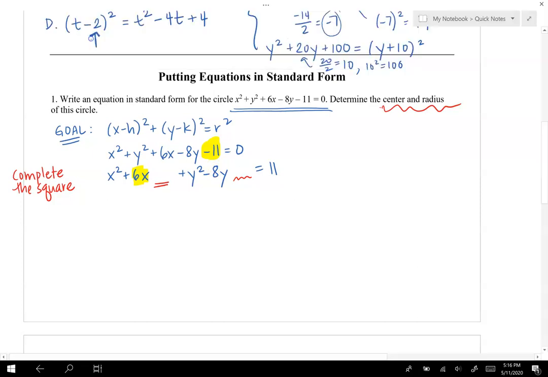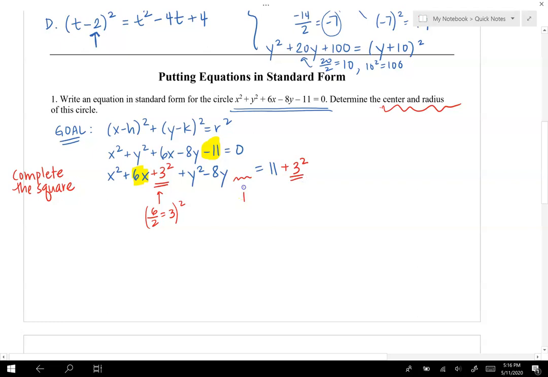So this number is actually 6 over 2, and then we have to square it, okay? So this is plus 3 squared. Now, if I'm going to add that to my left side of the equation, to balance the equation, I have to add it to the right side. So I'm going to add it there.